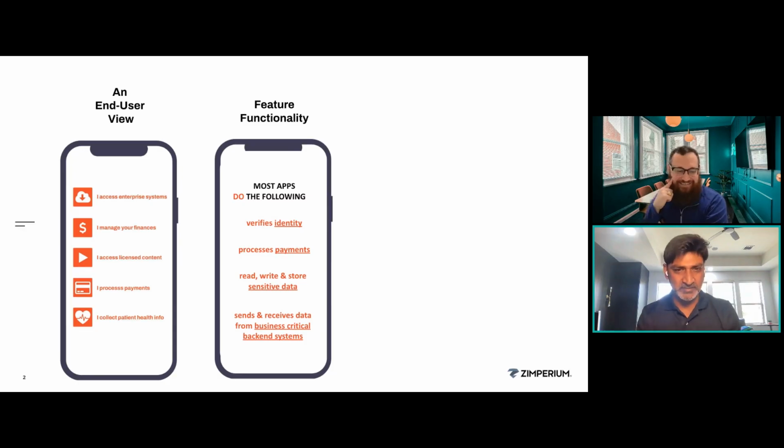So what do they do, in essence? They verify that it's you, with some kind of username, password, biometric. They process payments. We buy stuff all the time we don't need. They read sensitive data, whether it's yours, ours, or enterprise data, right? And eventually all of this goes somewhere.